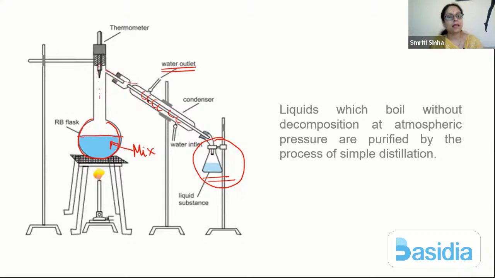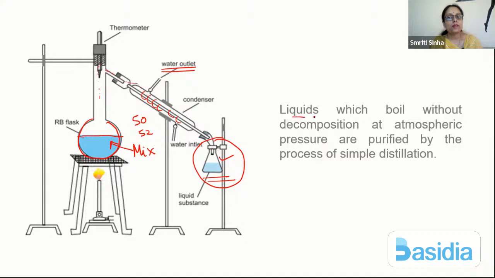If you want to collect the second liquid also, you can remove this vessel at a particular temperature. As you know, if your first liquid was boiling at 50°C, around 52 you can stop collecting this liquid because you have got your complete liquid in a pure form. You remove that flask and add the second flask over here to collect the second liquid. So in this way, you can even separate the two liquids or you can even purify the one.